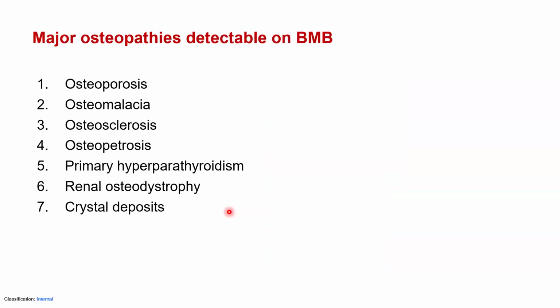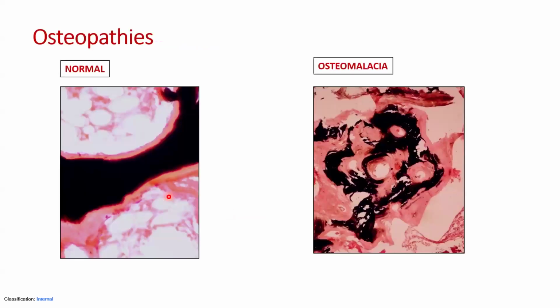Some of the osteopathies which are detectable on bone marrow biopsies are osteoporosis and osteopenia, which are disorders, osteosclerosis and osteopetrosis also. And then primary hyperparathyroidism and renal osteodystrophy, which are associated with increased serum parathormone and also have abnormal calcium and phosphorus metabolism.